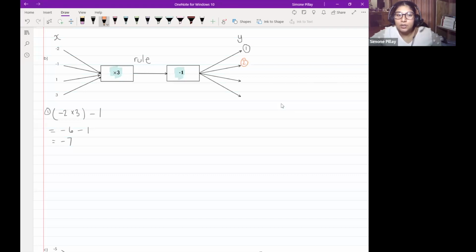Let's look at the next one. Oh, and let's write in my answer here, -7. For number 2, I'm going to go -1 multiply by 3. And remember, guys, how do I get this answer? It's a negative multiplied by a positive. And that is going to give me a negative answer. And so now that I know what my signs are doing, I can just go 1 times 3 is 3.